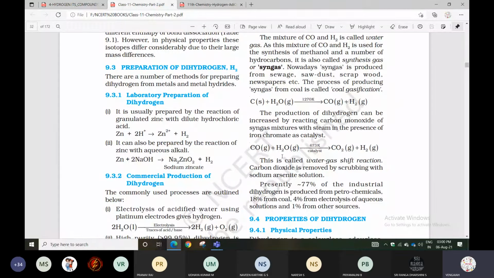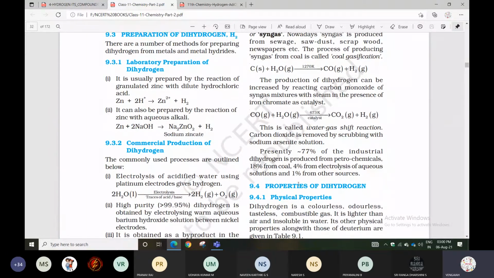So presently 77% of industrial dihydrogen is produced from petrochemicals, 18% from coal, 4% from electrolysis of aqueous solutions, and 1% from other sources. So how much percentage is formed from each? Around 77% of industrial dihydrogen you can get from petrochemicals. Next one is 18% from coal.